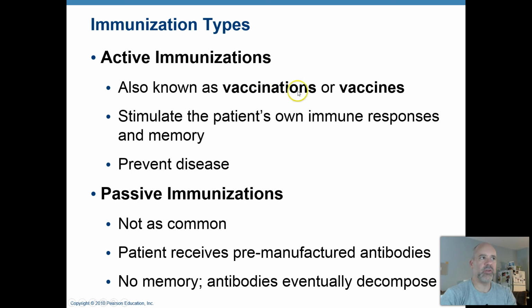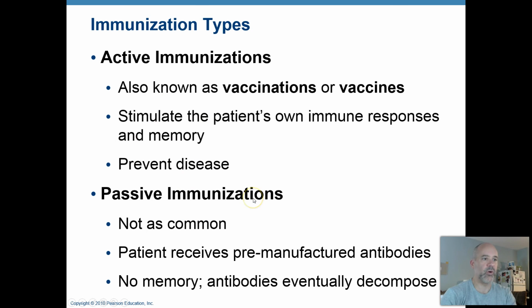Active immunizations, these are what we call vaccinations or vaccines. These help prevent diseases, and you're artificially being allowed to meet a microbe without actually getting sick from it, but you get the positive benefits of developing immunity to it. And again, these are used to prevent diseases.